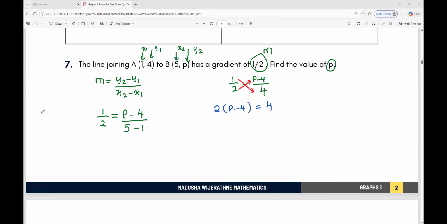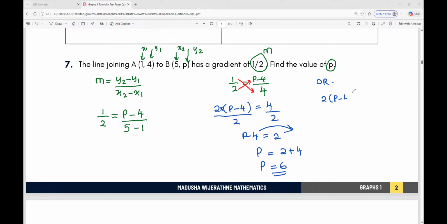Now solve this. There are two methods. One method is, this is 2 times this bracket. It is multiplication. Opposite of multiplication is divide. I am going to first take away this 2. Then 2 and 2 get cancelled. Here only P minus 4. 4 divided by 2 is 2. Then take minus 4 to right hand side. It comes as plus 4. Answer is 6.